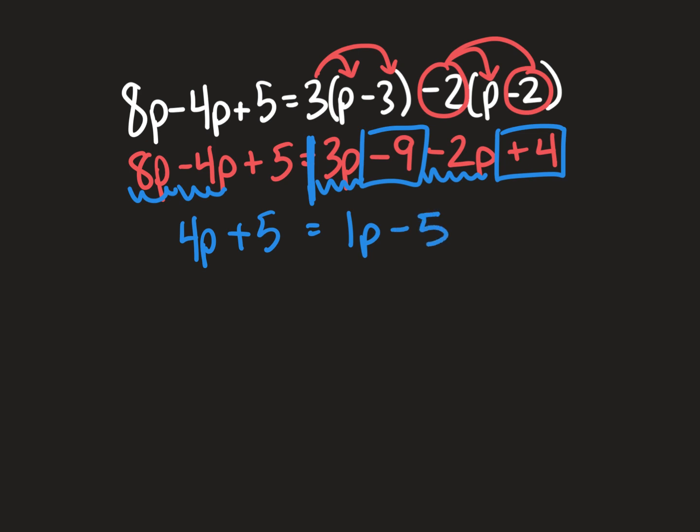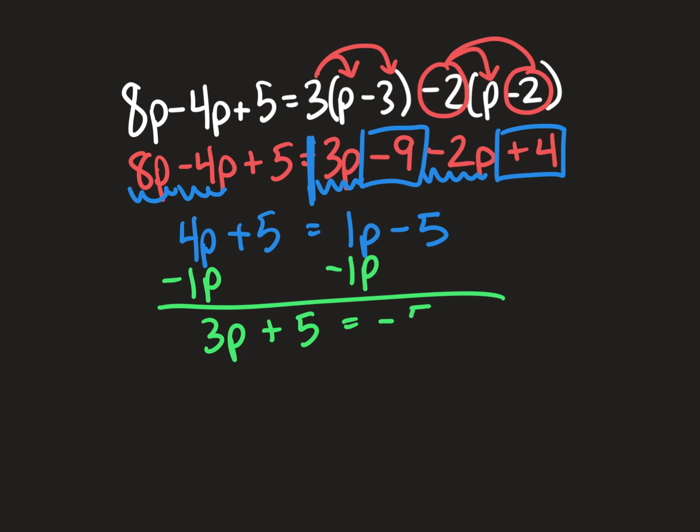Now I have variables on both sides, so I need to pick a side. I am going to choose to subtract 1p from both sides to give me 3p plus 5 equals negative 5. I am down to a two-step equation in order to isolate the variable p, so I'm going to subtract the constant 5 to get rid of that on the left.